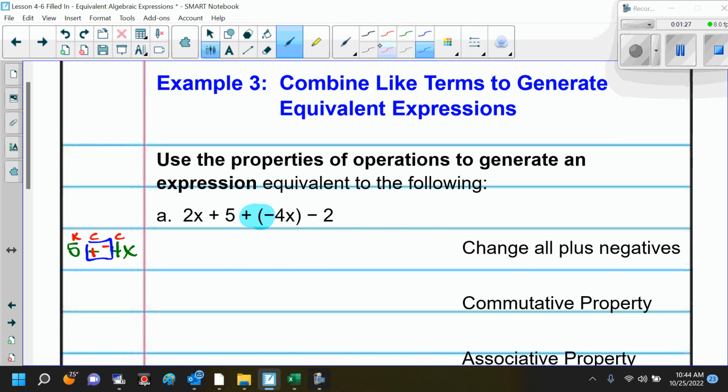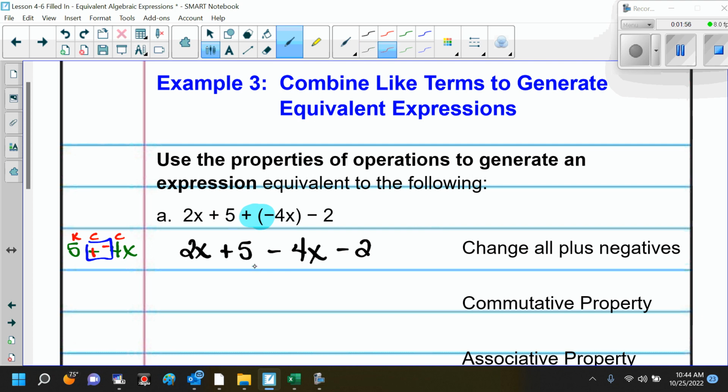So plus a negative means that we're going to subtract. So we're going to rewrite. We have 2x plus 5 plus a negative means subtraction. So that's minus 4x minus 2. So there we go. Now we want to use the commutative property so that our x terms are together and so that our constants are together.